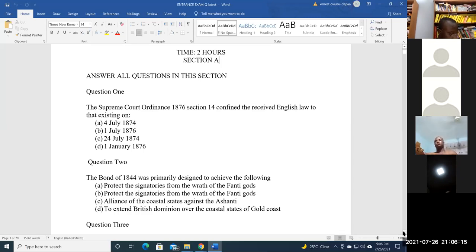Quote, Section 14 of the Ordinance provided that the common law, doctrines of equity, and the statutes of general application, which were enforced in England at the date when the colony obtained a local legislature, that is to say, on the 24th day of July, 1874, shall be enforced within the jurisdiction of the court.